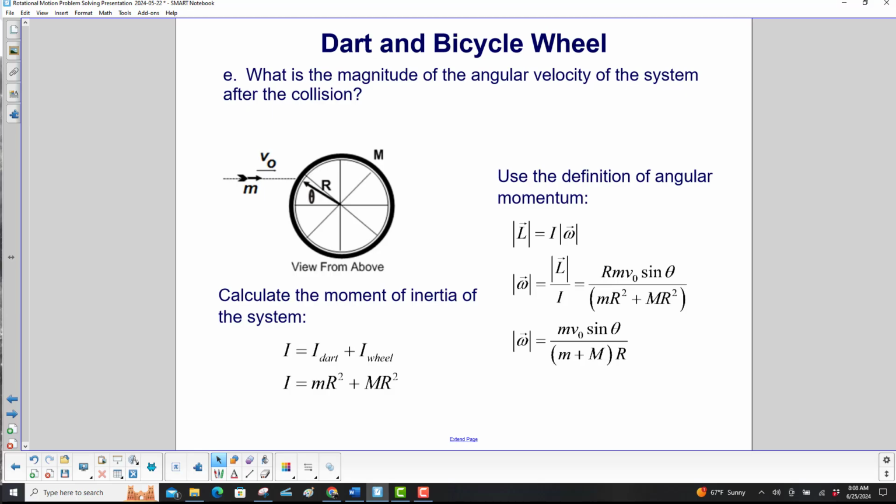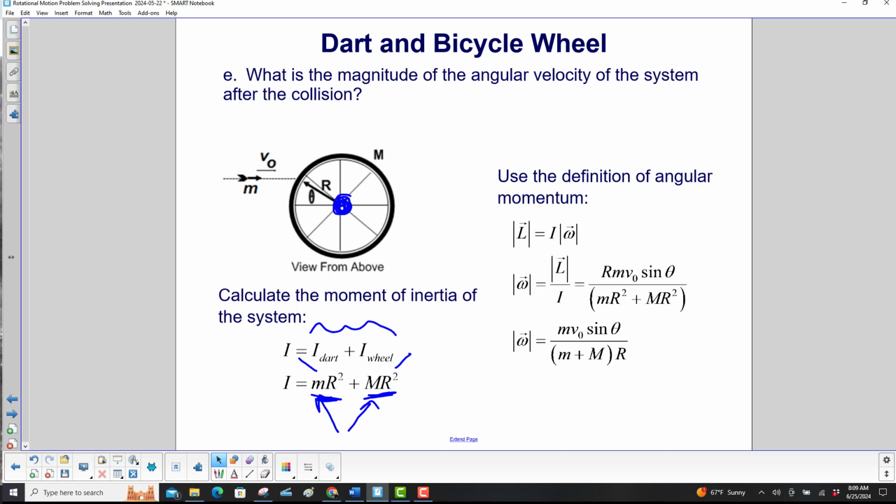What is the magnitude of the angular velocity of the system after the collision? And when considering that about the axis right here, calculate the moment of inertia of the system. Well, it's going to be the dart and the wheel. The wheel, we've already been given this, it's Mr squared. The dart is also mr squared, but what's different here? This is a little m, this is a capital M. This is the wheel, this is the dart. And why is it mr squared? It's a distance r from the axis of rotation.